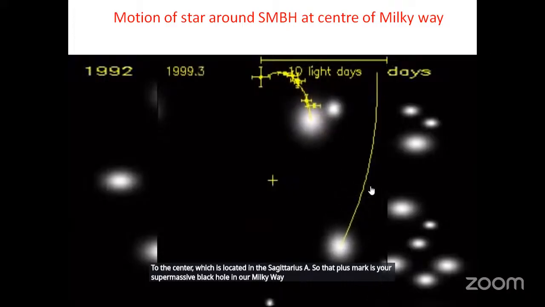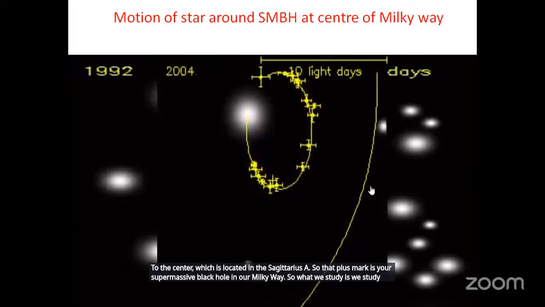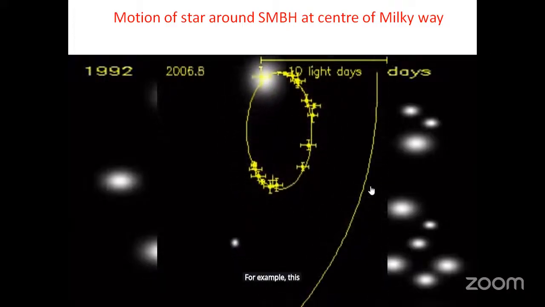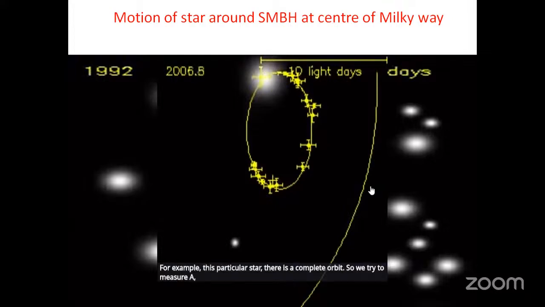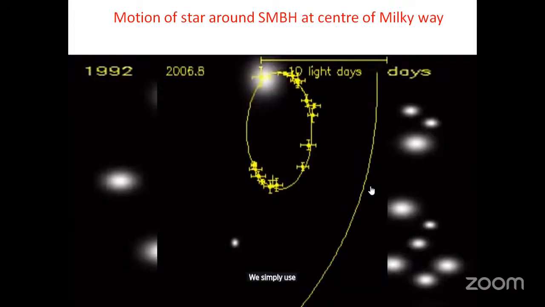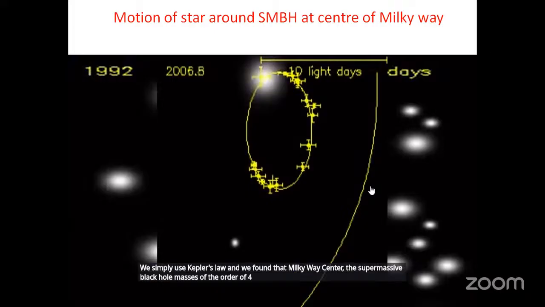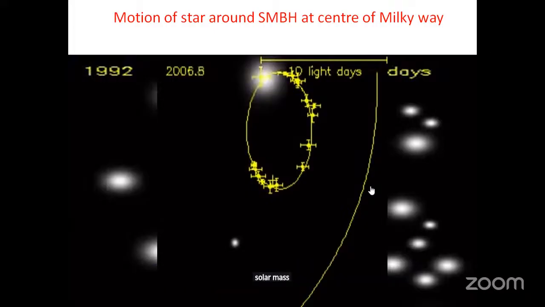What we study is these star orbits. For example, this particular star has a complete orbit. We try to measure the semi-major axis of this orbit, and we measure the time for this star. If I remember, it is 15 years. We know the semi-major axis and its eccentricity. We simply use Kepler's law and found that the Milky Way center's supermassive black hole mass is of the order of 4 million solar masses, 4 times 10^6 solar masses.